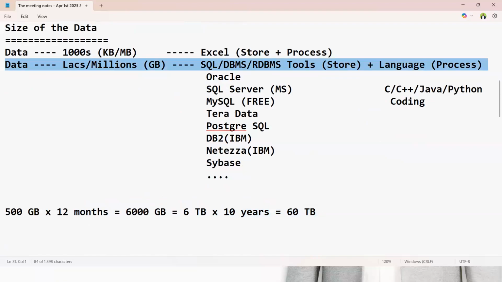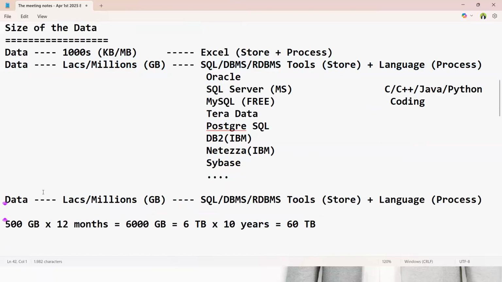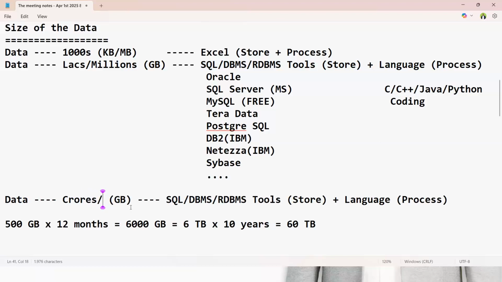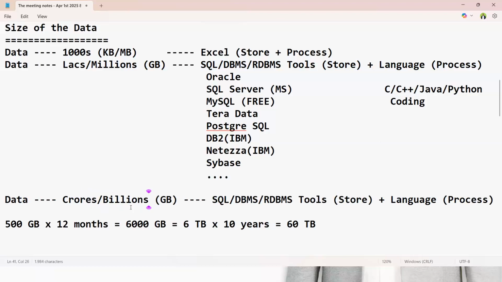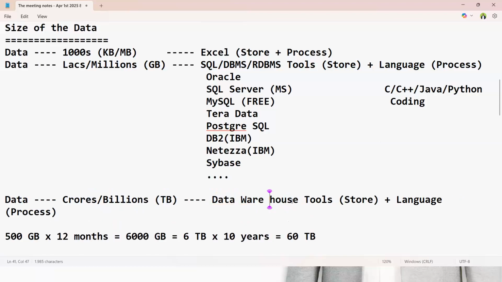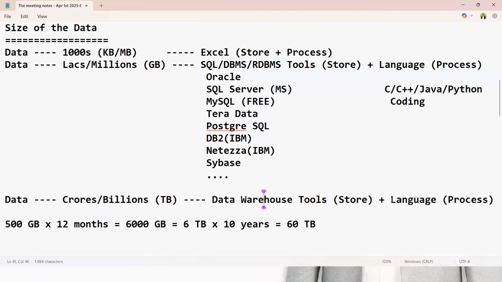This kind of data your normal SQL cannot store. Clear? So the IT industry is now talking about crores of data or billions of rows. Now it is not in gigabytes. Slowly, it is turning out to be terabytes of data. Here, I'm going to be using a separate system called data warehouse tools. Clear? Warehouse is a single word. Right? So these tools are going to be used now to process your data.